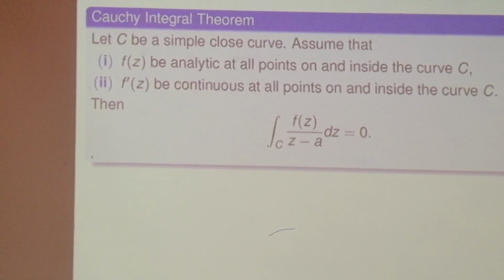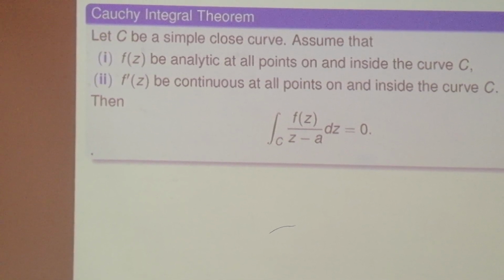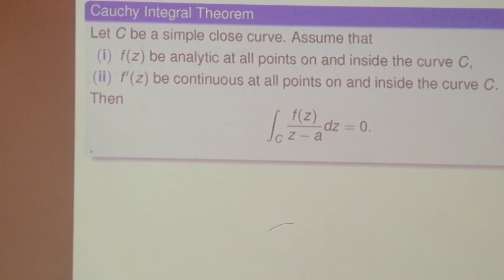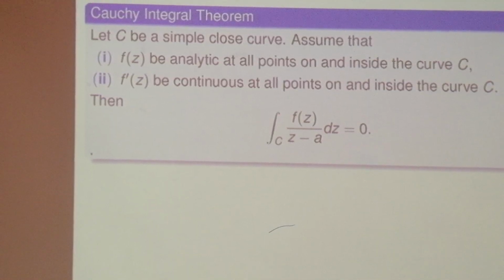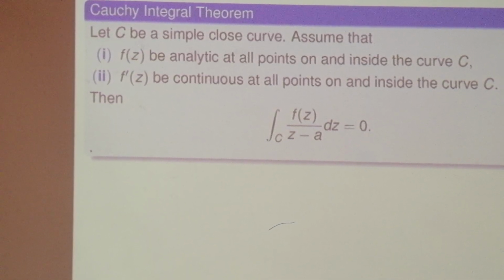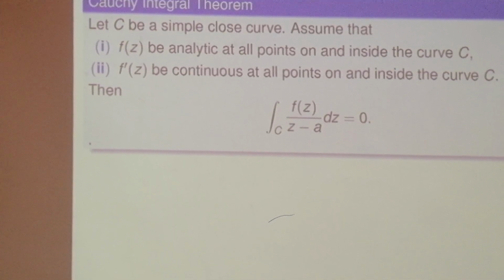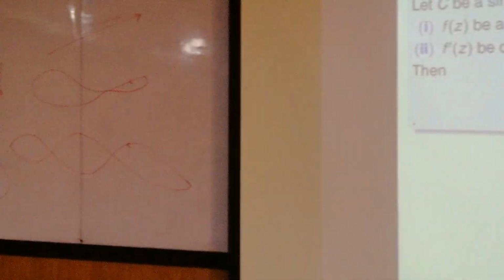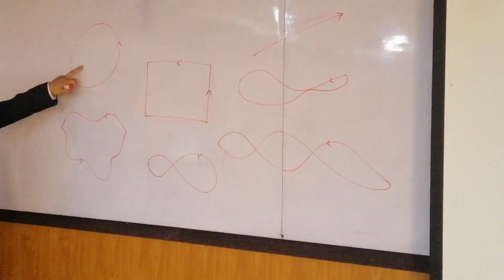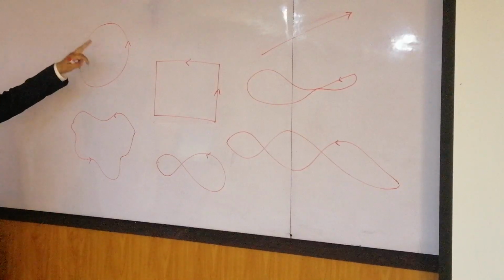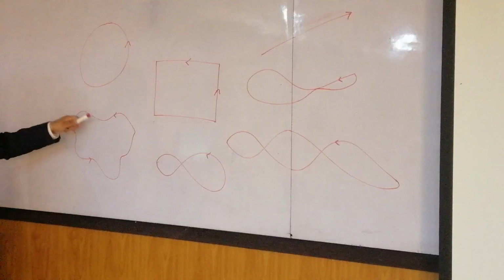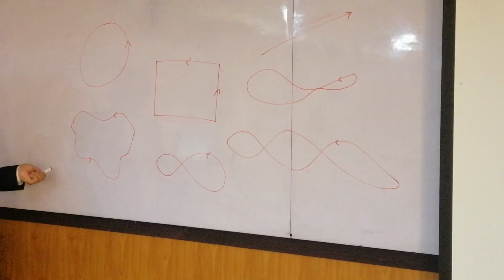So if we look at the statement of this theorem, first of all we need a simple closed curve. So we can use the Cauchy integral theorem only if the curve C is a simple closed curve. So what do we mean by a simple closed curve? Let us show you something from the whiteboard. Now from the whiteboard you can see that this is a circle and this is a simple closed curve. This is also a curve and it is called a simple closed curve.